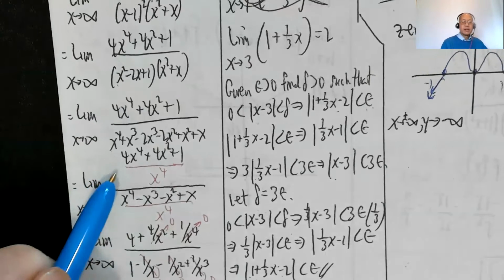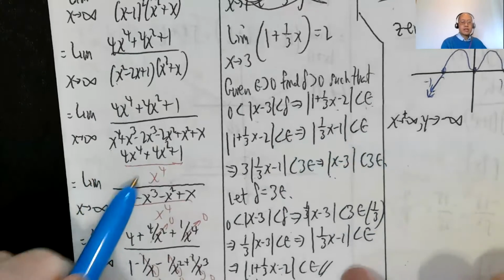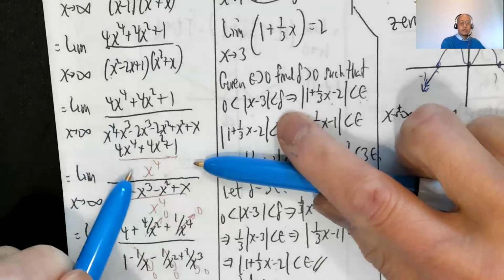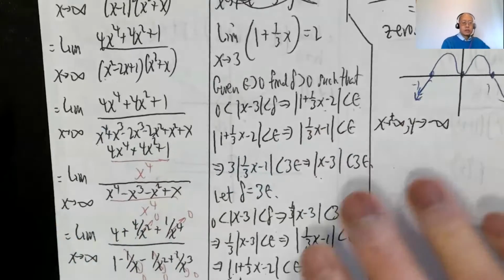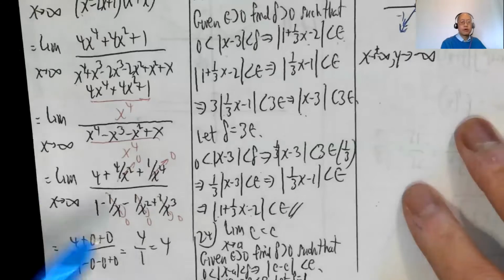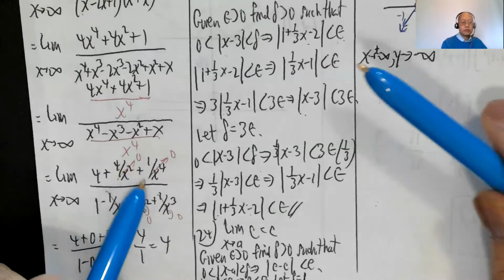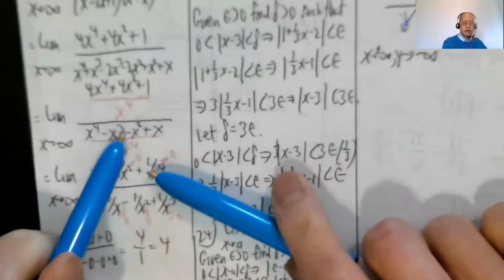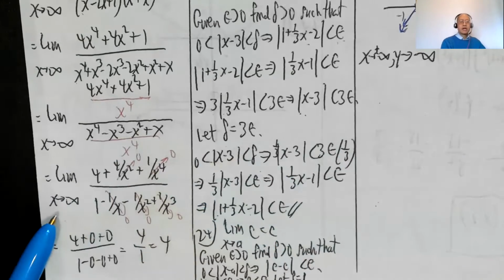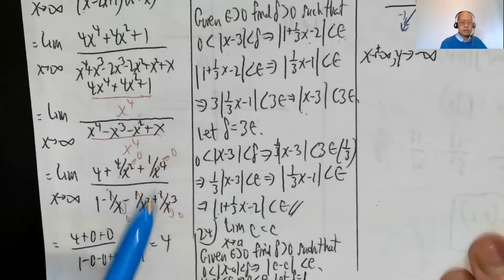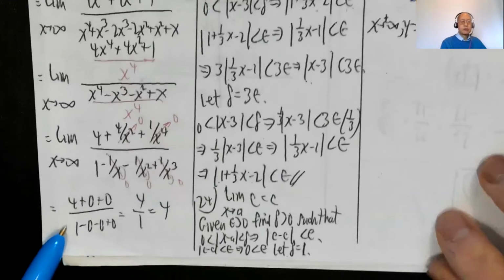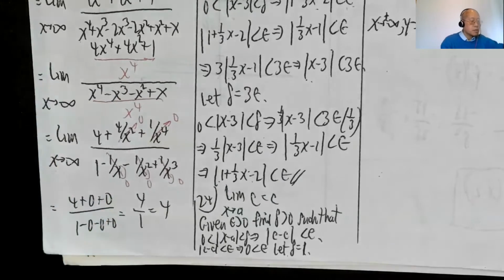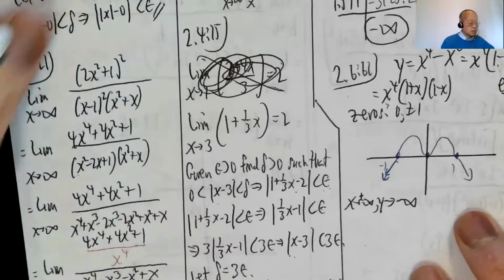Okay. And then what you do is divide top and bottom by x to the fourth. Since these are both fourth degree, divide top and bottom by x to the fourth. So you end up with limit x approaches infinity of 4 plus 4 over x squared plus 1 over x to the fourth divided by 1 minus 1 over x minus 1 over x squared plus 1 over x cubed. Now when x approaches infinity, that's 0, that's 0, that's 0, that's 0, that's 0. So you basically just have 4 over 1, which is 4.